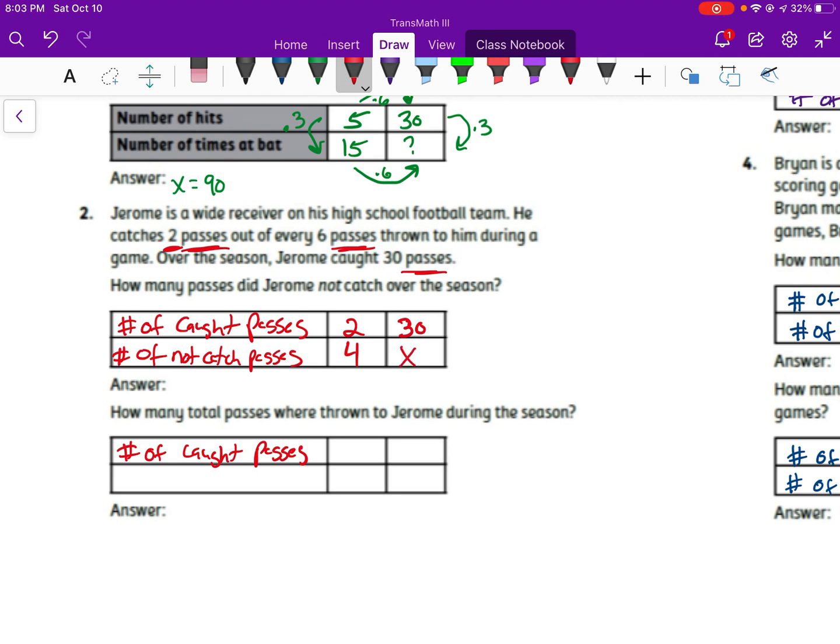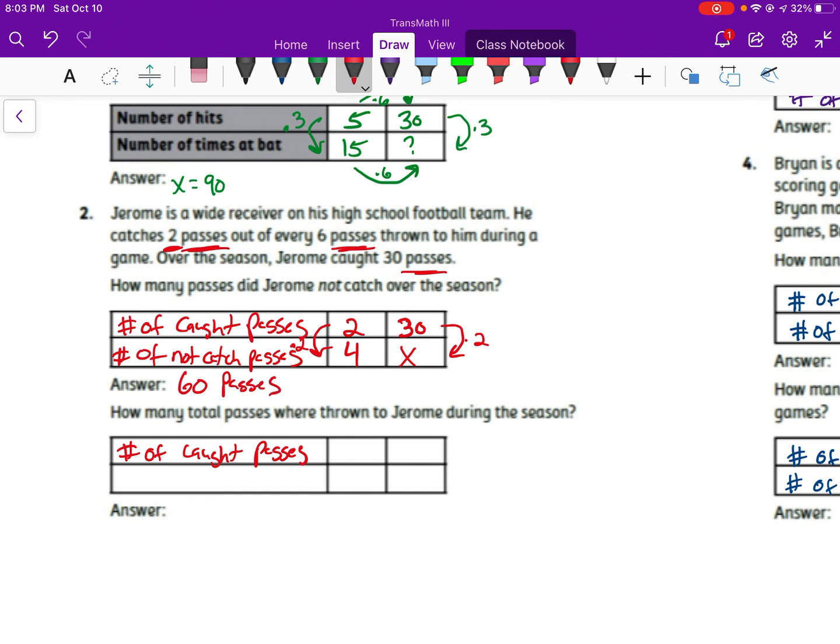Okay, so now this is the one that we don't know. So again, vertical is probably going to be the easiest method in this case. So times 2: 30 times 2 is 60. Okay, so how many passes did Jerome not catch over the season? Jerome did not catch 60 passes.